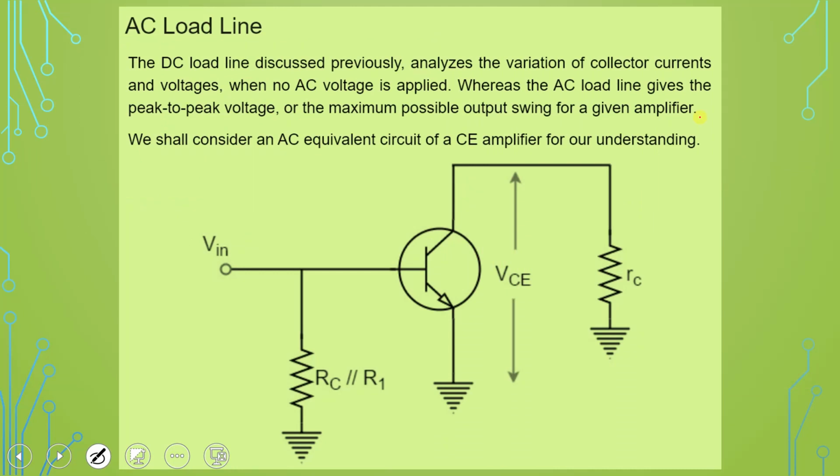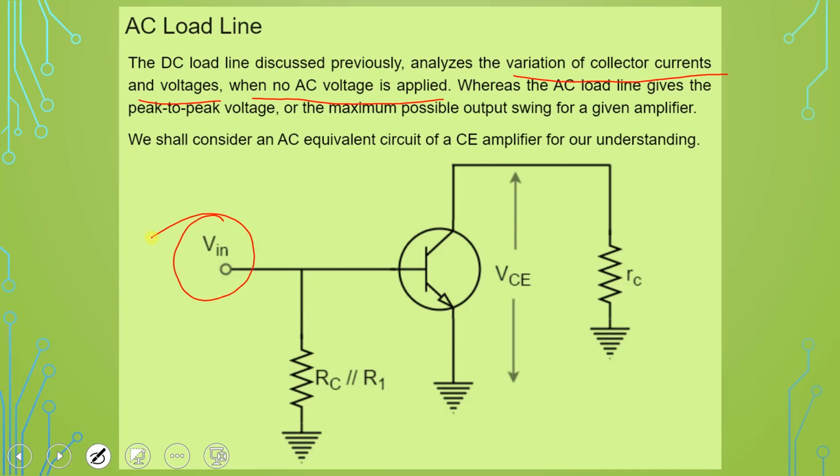Okay, so next, AC load line. The DC load line discussed in the last topic analyzes the variation of collector current and voltage when no AC voltage is applied. What we did was vary the collector currents and the voltages, but we are not applying AC voltage at the input. But in the case of the AC load line, it gives the peak to peak voltage or the maximum possible output swing for a given amplifier. For the AC load line, we are applying the input signal.